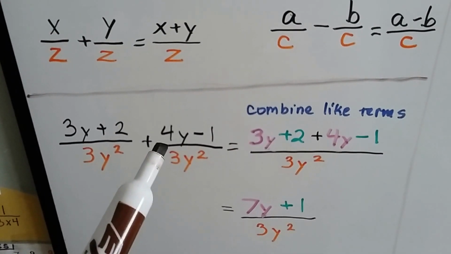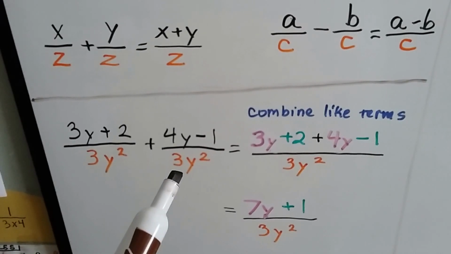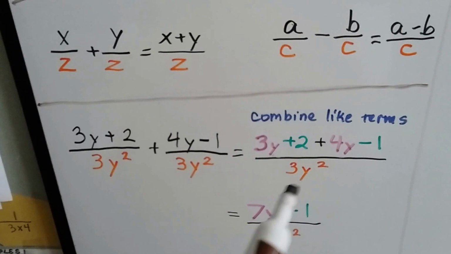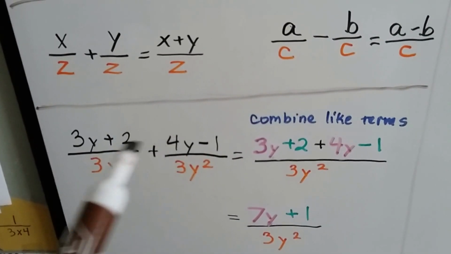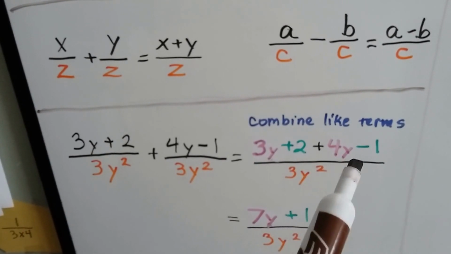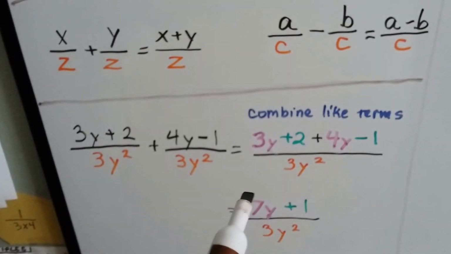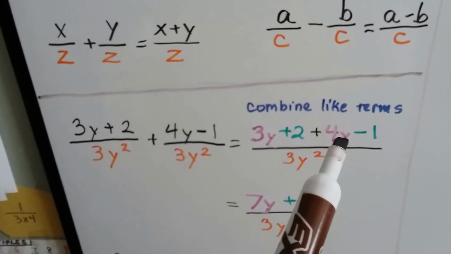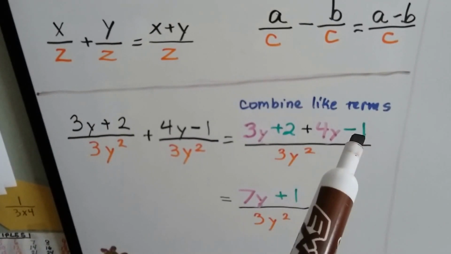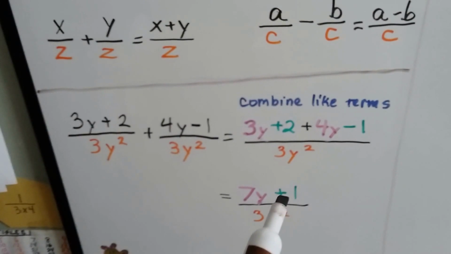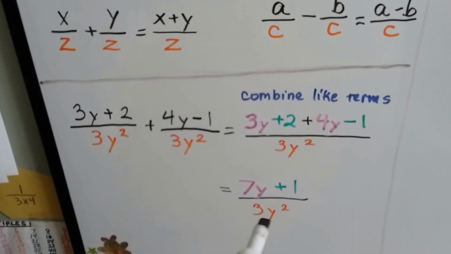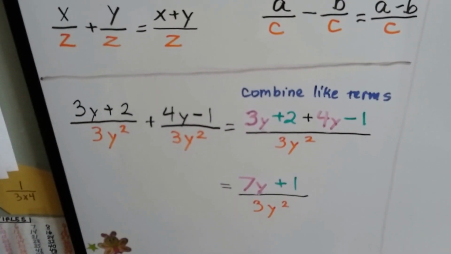In a case like this, where we have 3y plus 2 over 3y squared, and we're adding it to 4y minus 1 over 3y squared, it's got the same denominator. We just slide that denominator over, and we add these together. So we've got 3y plus 2 plus 4y minus 1. We combine the like terms. We've got a 3y and a 4y. That makes 7y. And if we have a positive 2 and we take away 1, we have a positive 1, don't we? We put that over our common denominator, 3y squared, and that's our simplified answer.